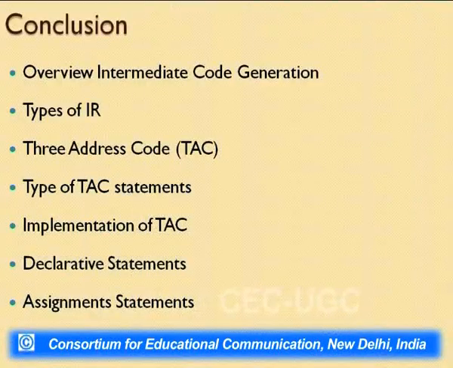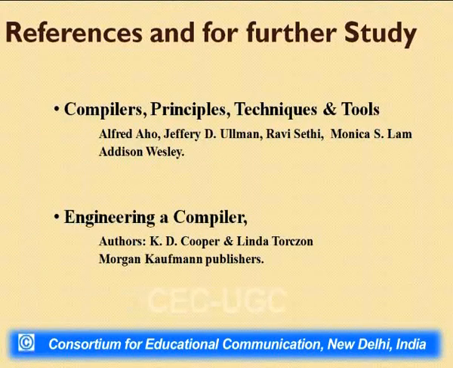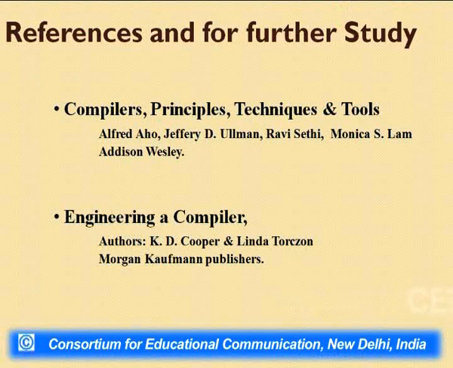So in today's lecture, we did types of IR, 3 address code, types of 3 address code statements, implementation of 3 address code statements as far as quadruple, triple, and indirect triple is concerned, declarative statement, and definitely we have left ourselves with assignment statements. References for further study, as we have been saying again and again: Compilers: Principles, Techniques, and Tools by Alfred Aho, Ullman, Sethi, and Monica Lam, and also another good book, Engineering a Compiler by K.D. Cooper and Linda Torczon.